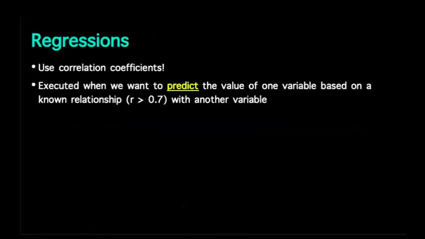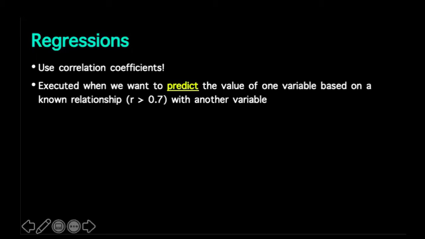All right, for bivariate regressions, regressions are going to pull in correlations, okay? Bivariate still meaning we're working with two variables, okay? So regressions use correlation coefficients, okay? But we use regressions when we want to predict the value of a dependent variable based on a known relationship with an independent variable, okay?